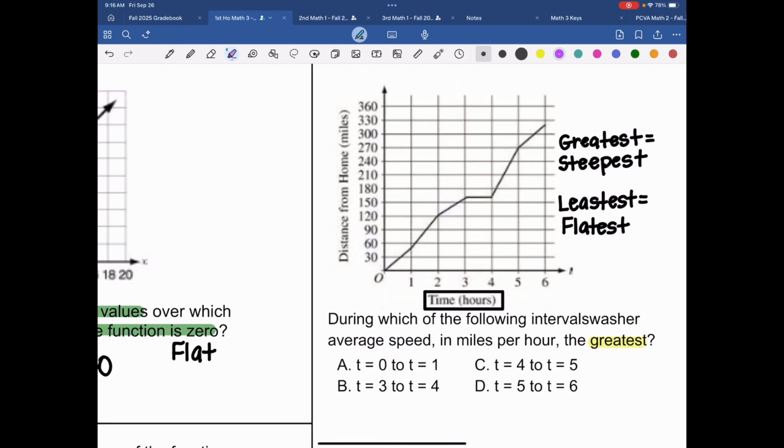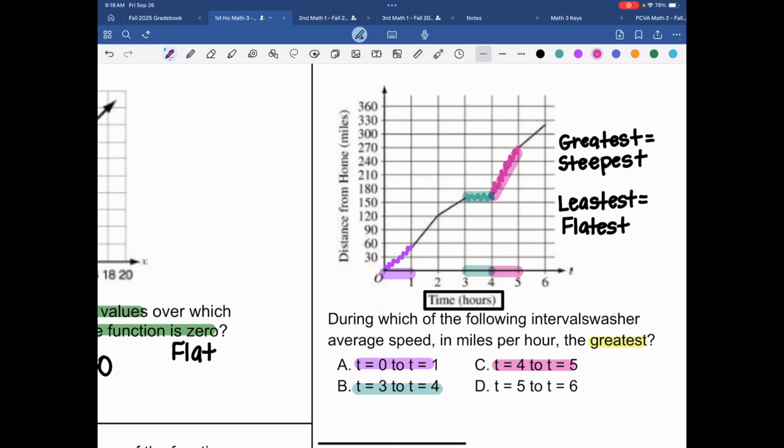So what we're going to do is look at each section. From 0 to 1, that is this section here. Then my next one is going to be 3 to 4. That one's completely flat, so that one's going to have the least amount of change. There's actually no change. Then we have 4 to 5, which is here. I would say that one definitely has more change than 0 to 1 because it's more steep.